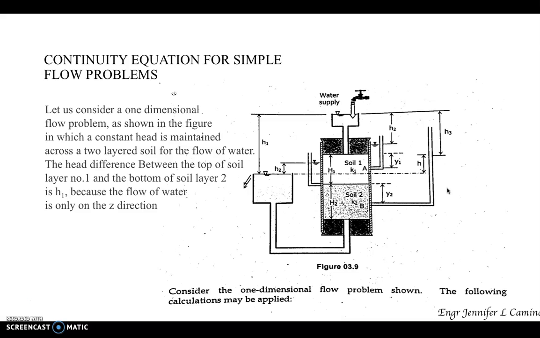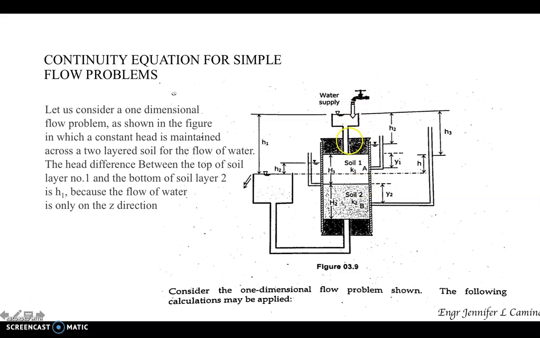The head difference between the top of soil layer number 1 and the bottom of soil layer number 2 is H1. Because the flow of water is only in the z direction, this is a one-dimensional flow problem. So this is the continuity equation for simple flow problem.